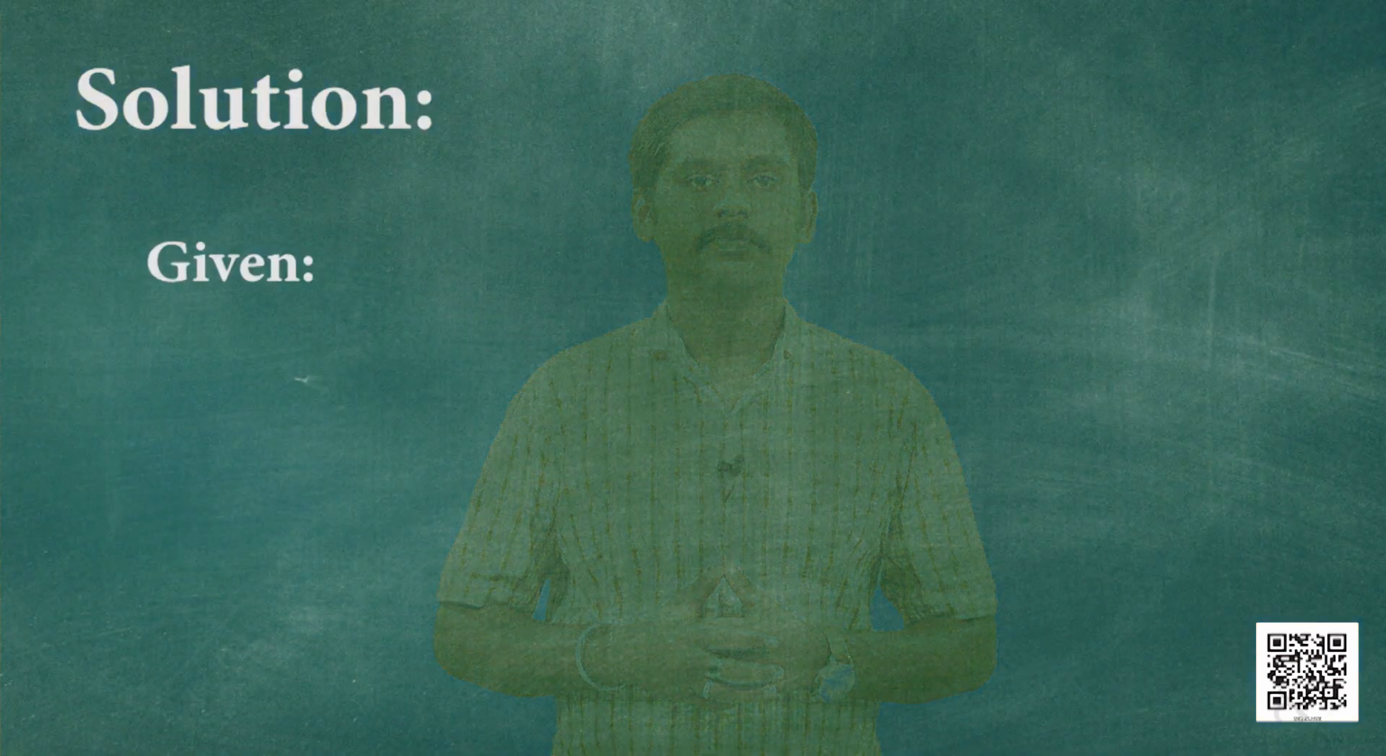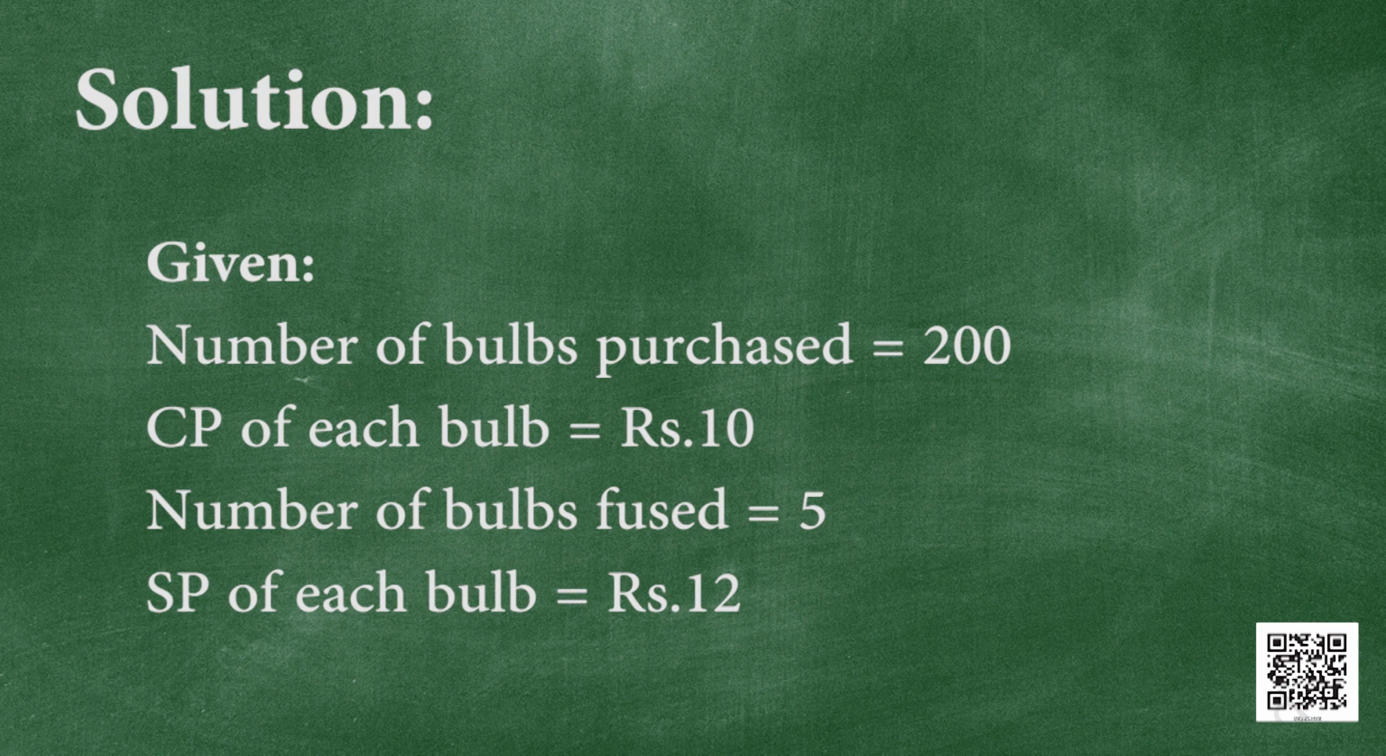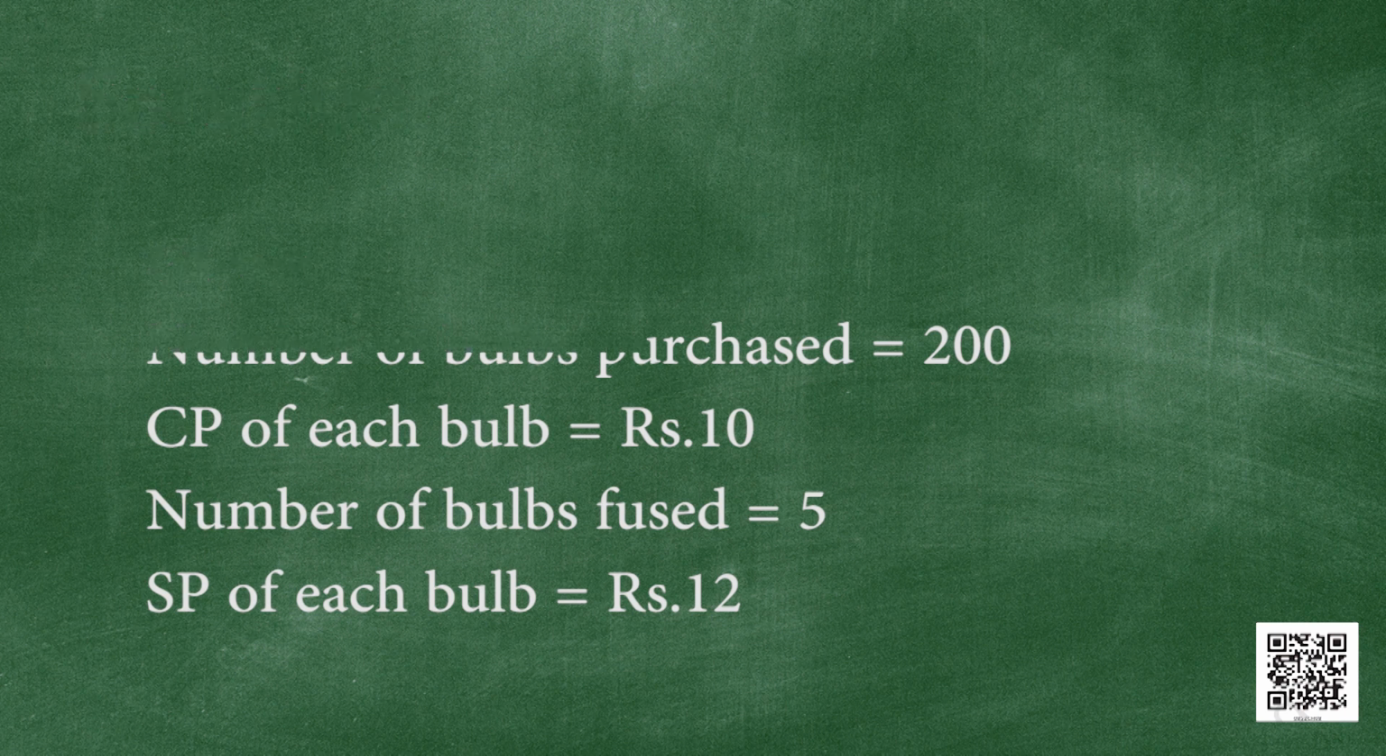Students, to find gain percentage or loss percentage, we must know whether the shopkeeper made profit or loss out of this bulb business. So, let's try to find the cost price and selling price and make a note of them. Number of bulbs purchased is equal to 200. Cost price of each bulb is equal to rupees 10. Number of bulbs fused is equal to 5. Selling price of each bulb is equal to rupees 12.